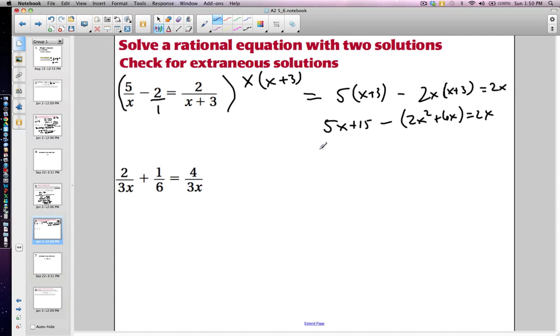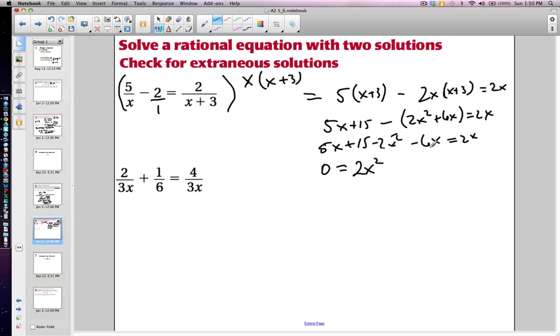When I take the parentheses off, I'll have 5x plus 15 minus 2x squared minus 6x equals 2x. Now this is a quadratic equation, and I want to make it equal 0, so I'm going to put everything on the far side of the equation, because I don't want minus 2x squared, I want positive 2x squared. By adding it to either side of the equation, this side will end up equaling 0, and I add 2x squared to the other side. That's 2x squared.